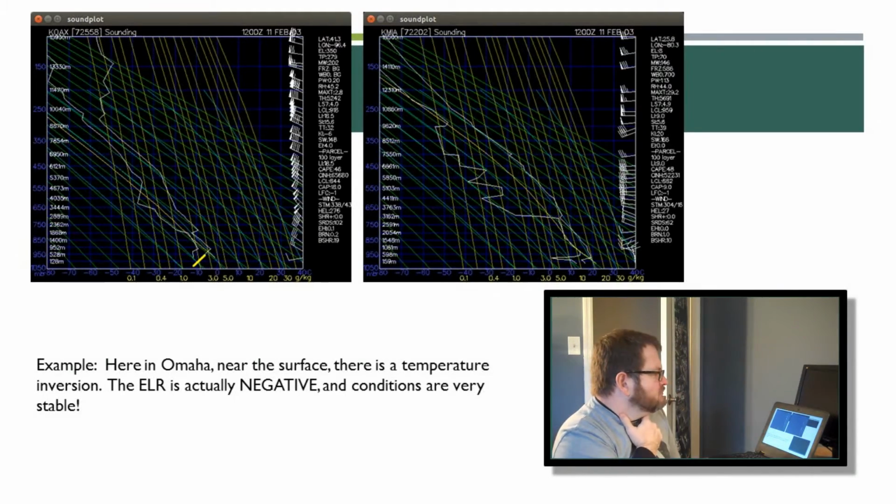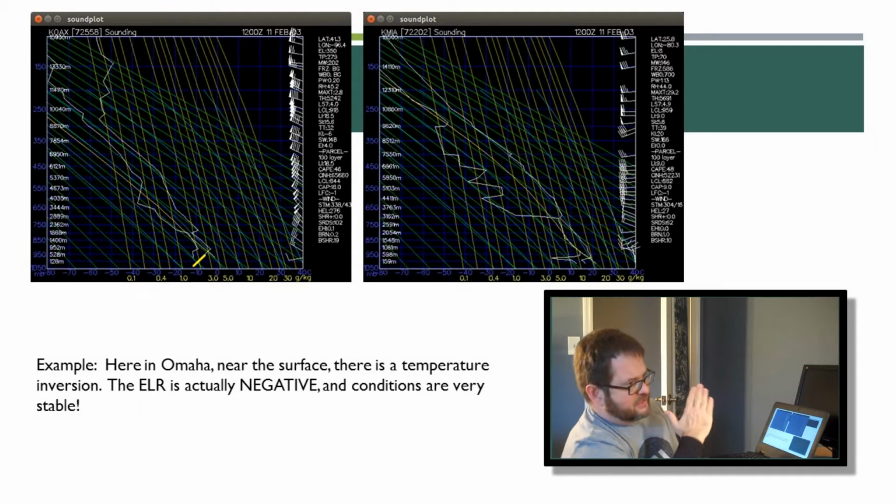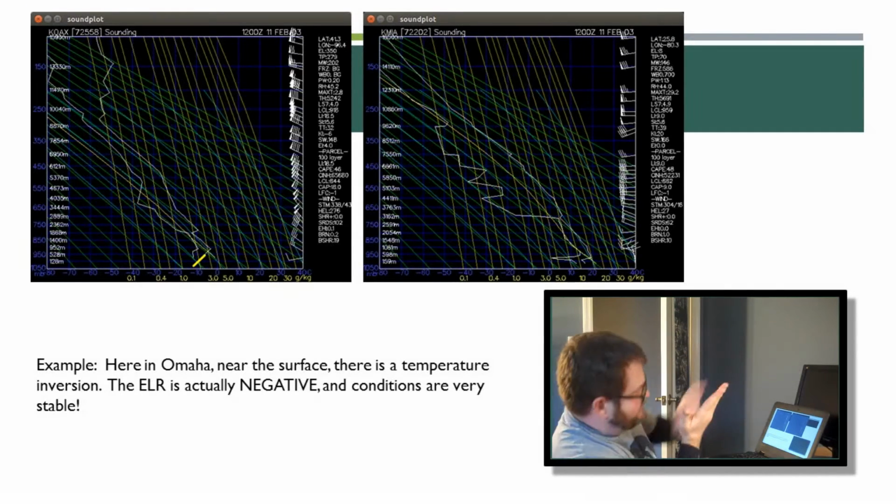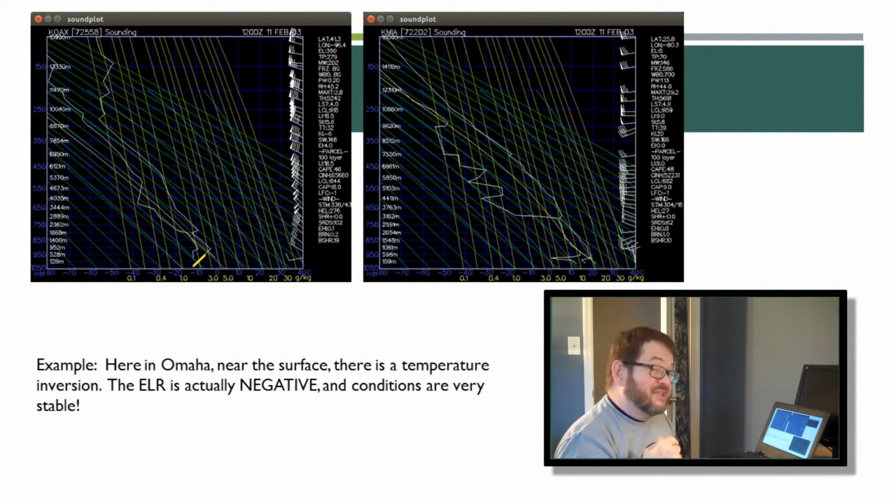In yellow there, you can see that near the surface there's a temperature inversion, where temperature is actually increasing with respect to height. The slope of the temperature curve is actually leaning off this way. That's an environmental lapse rate that's negative. It's extremely stable. That's a temperature inversion. It's going to be hard to form clouds. It's going to be hard to get precipitation. So in general, it'll be hard to get vertical motions.